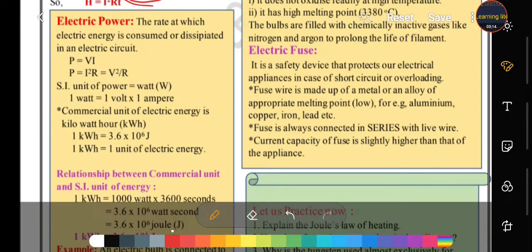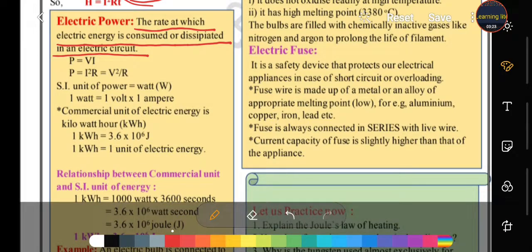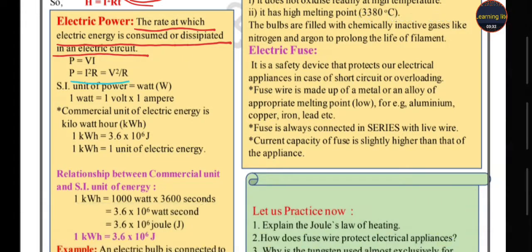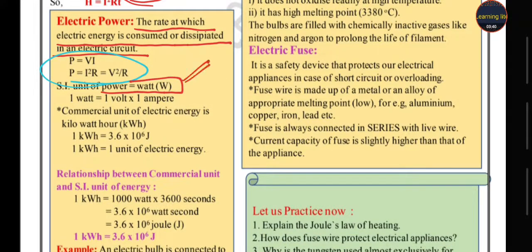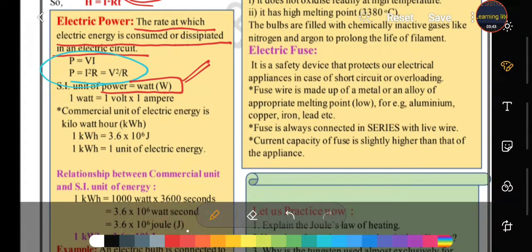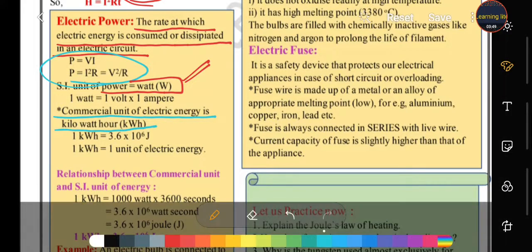Power, students, is the rate at which electrical energy is consumed or dissipated. Rate means power, and the power means energy is consumed or dissipated in the form of heat. So what is the formula here, students? The formula of power is VI and V square upon R. And how can we measure the power? What is the unit? Unit is watt. Okay, and what is the commercial unit, students? The commercial unit of electrical energy is kWh, that is kilowatt hour. 1 kilowatt hour means 1 unit of electrical energy.